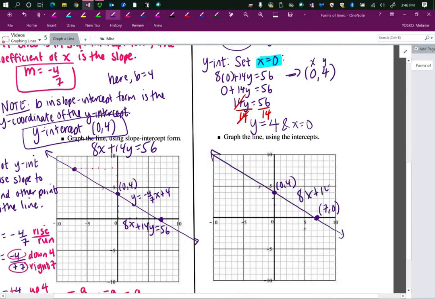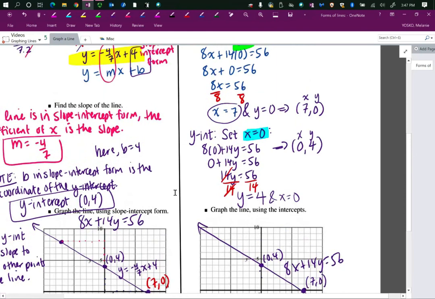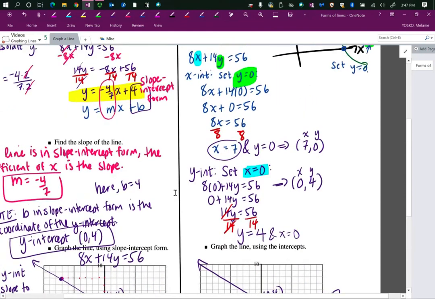8x plus 14y equals 56. This is exactly the same line we drew a few minutes ago. This one has a few more points on it because we used the slope, but you get the same thing. The point was 0, 4 to begin with. We didn't label this point, but let's look at it. 1, 2, 3, 4, 5, 6, 7. Interesting. So the coordinate here is 7, 0, just like we got here. They're both equally easy to graph depending on what you're given.